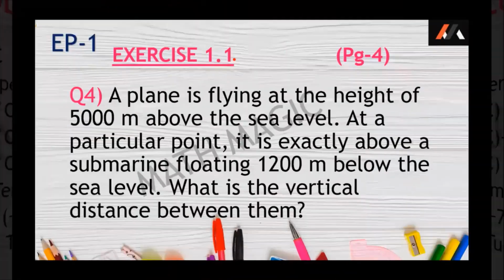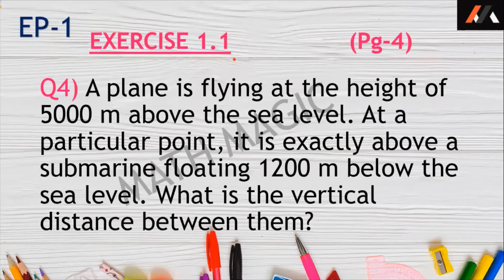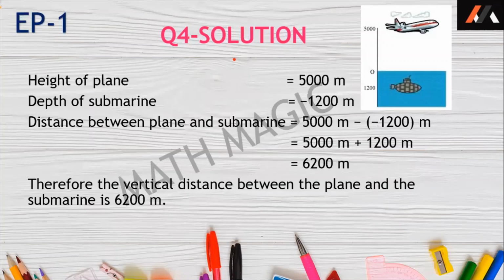Let's proceed. Question 4. A plane is flying at height of 5,000 meters above the sea level. At a particular point, it is exactly above the submarine floating 1,200 meters below the sea level. What is the vertical distance between them? The height of the plane from the ground level, sea level, is given to be 5,000 meters and the depth of the submarine is 1,200 meters. Because it is below sea level, we often take it as negative.